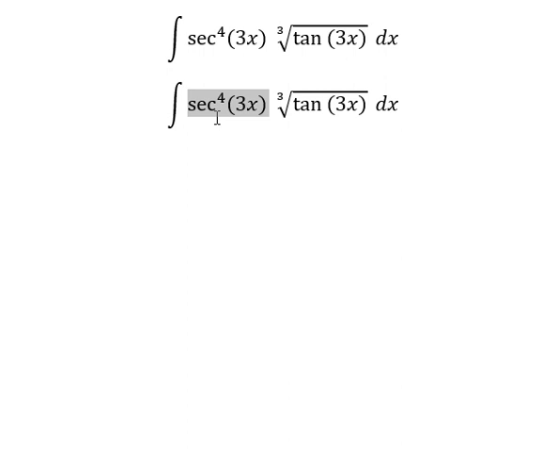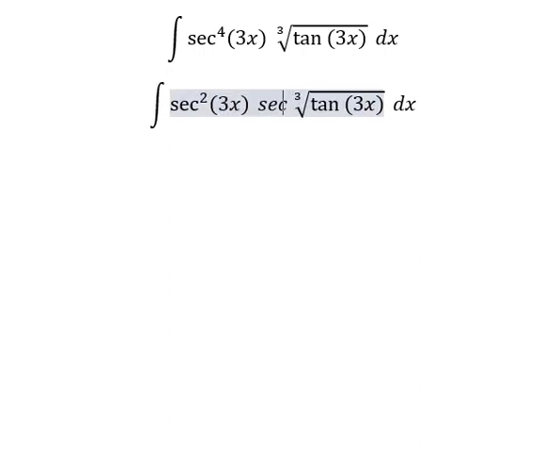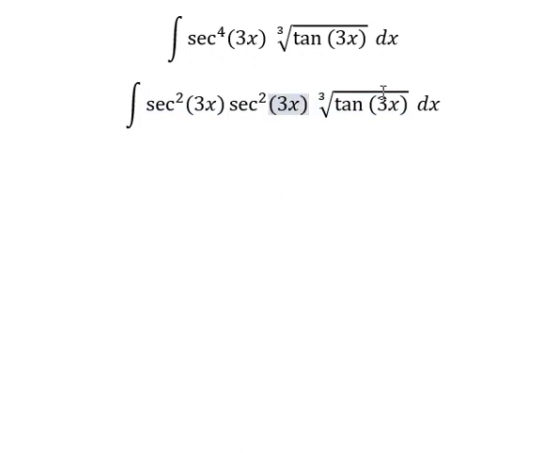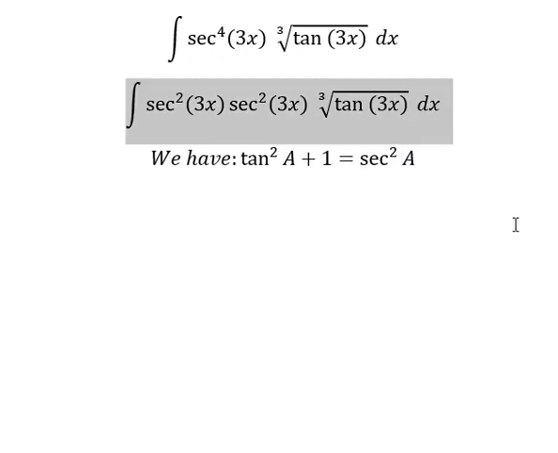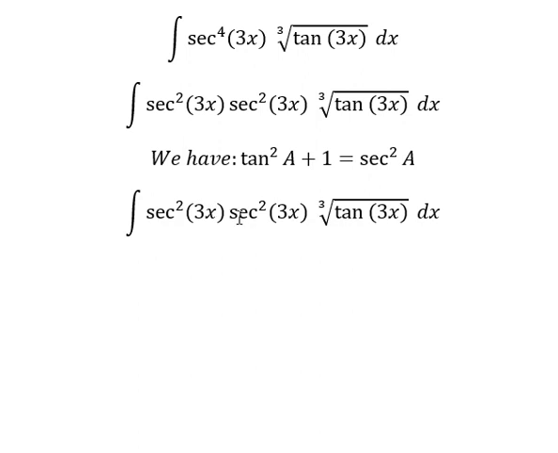This one we can put secant of 3x squared and secant of 3x squared. Now we have the formula in here. So we need to transform this one into this one, and we have like this.